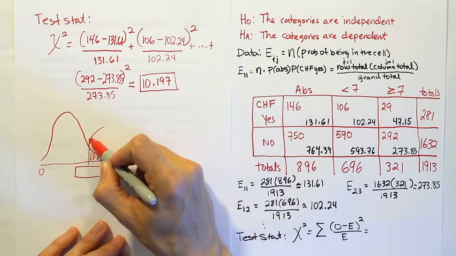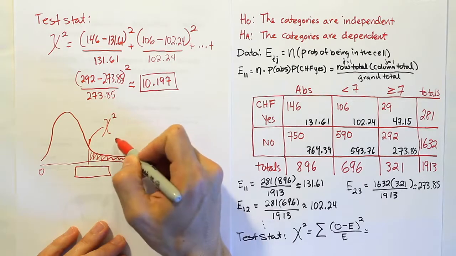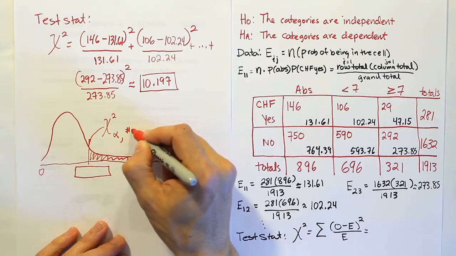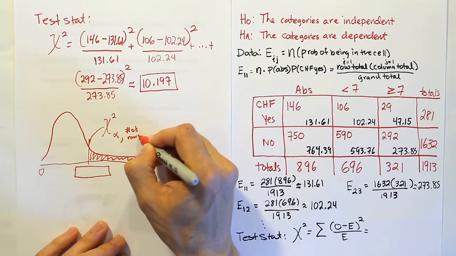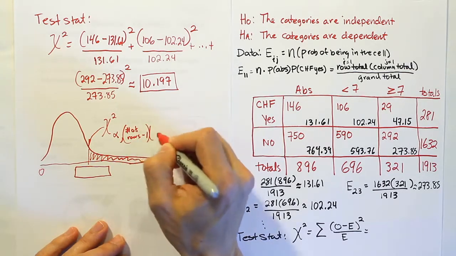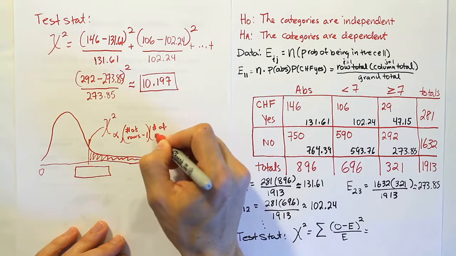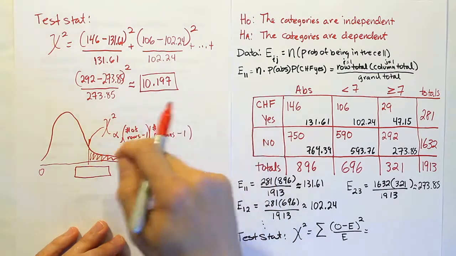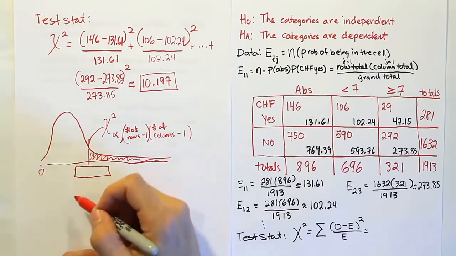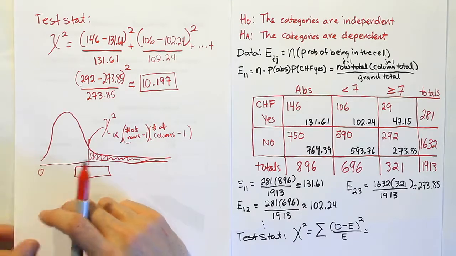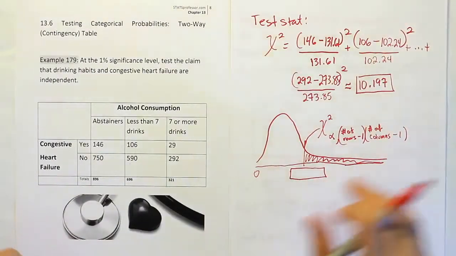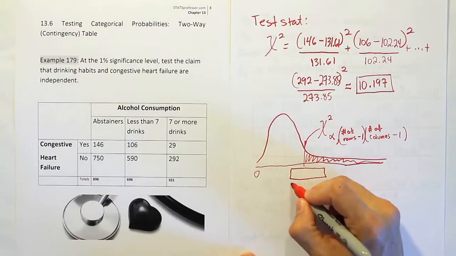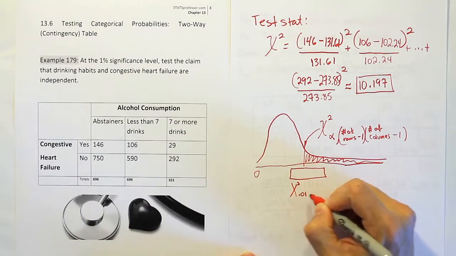Well, the chi-squared critical value has a certain form. It's going to be alpha, comma, the number of rows minus 1 times the number of columns minus 1. So that's how we fill in the notation. So what was our alpha in this problem? Well, let's take a look at that real quick. Our alpha in this problem was 1%, right? So this will actually be chi-squared 0.01, comma.